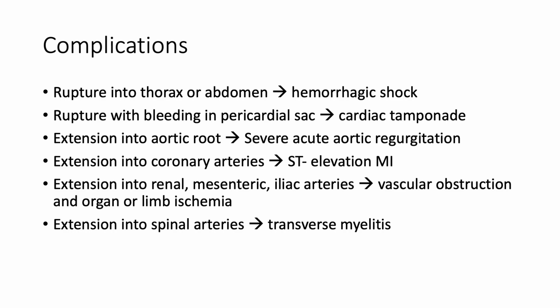So a lot of potential complications with aortic dissection. If it ruptures into the thorax or abdomen, those patients often go into hemorrhagic shock. If it ruptures into the pericardial sac, they can develop cardiac tamponade. If it extends into the aortic root, they could develop severe aortic regurgitation with acute heart failure. If it extends into the coronary arteries, they may develop a STEMI. And then if it extends into the renal, mesenteric, or iliac arteries, you end up with organ and limb ischemia. And it can also extend into spinal arteries and cause transverse myelitis.